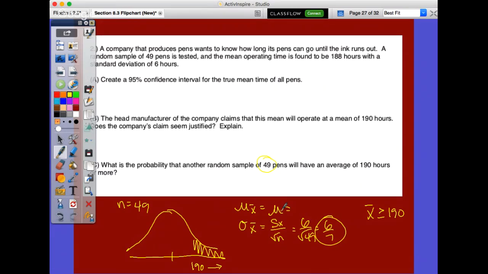But because we don't have mu, I'm guessing this is a sample though. It's not actually the population. I would use 188 from up there. That doesn't make sense. But if I use 188 and then did normal CDF of 190 and anything greater than 190 with a mean of 188 and a standard deviation of 6/7, I think that dog will hunt. Let me see. Normal CDF, lower bound 190, upper bound 9999, comma 188, comma 6 divided by 7, or 6/7.